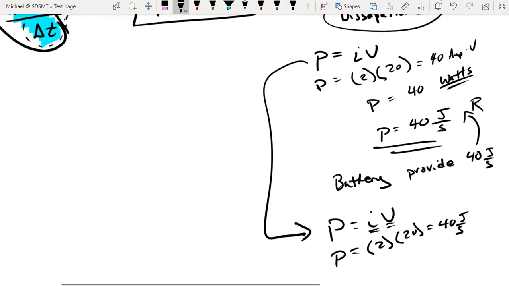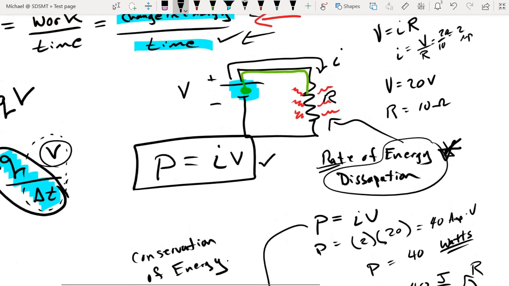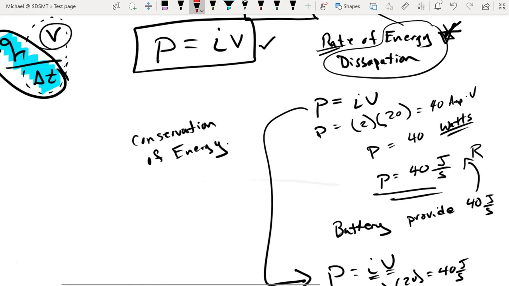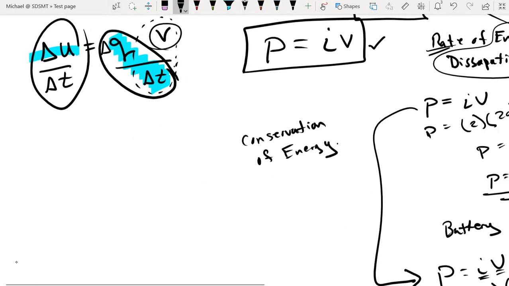And this goes directly into our conservation of energy expression. If we're going to be throwing energy away through the production of heat, that energy has to come from somewhere, and it's coming from the battery. So P equals IV, that is one expression that we can use to describe the power.